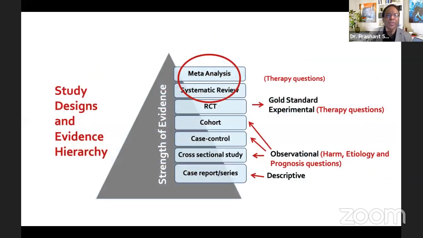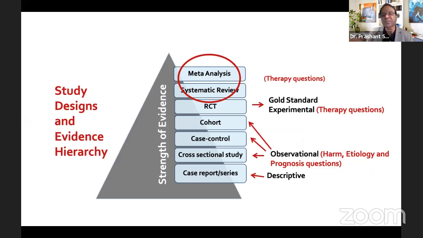Then there is another pyramid which talks about the strength of the evidence that you obtain from these studies. At the bottom, you have case reports and case series. These are very descriptive in nature. They just provide an account of unusual patients that are not seen in day-to-day practice. But these are individual reports. There is no comparison. On top of case reports and case series, you have cross-sectional studies.